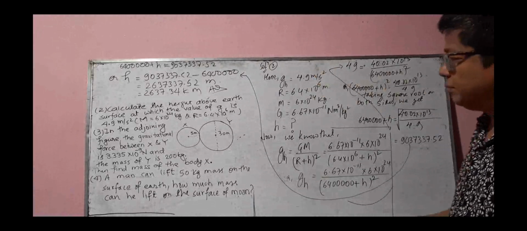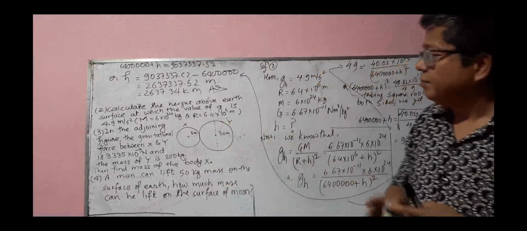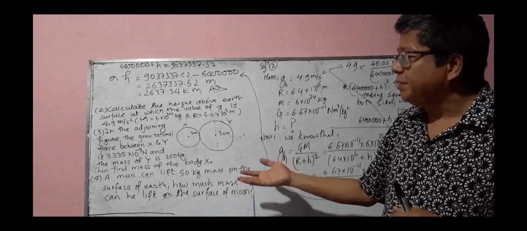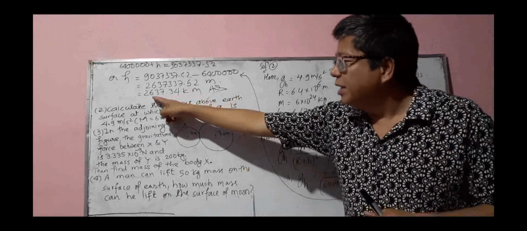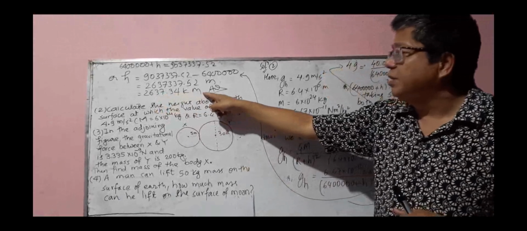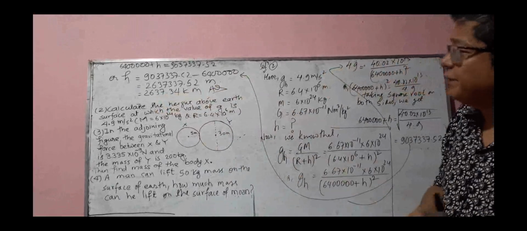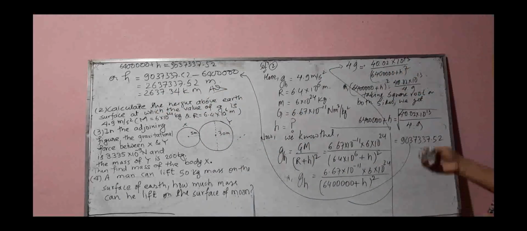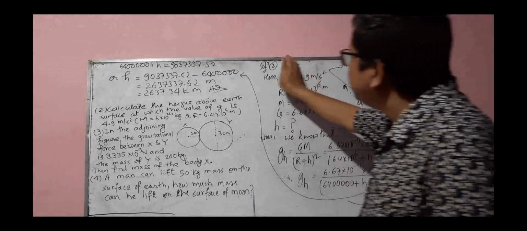Okay, so this is the half. The acceleration due to gravity becomes half at the height of 2637.34 kilometer from the surface of the earth. Okay, and this is the solution of 2.